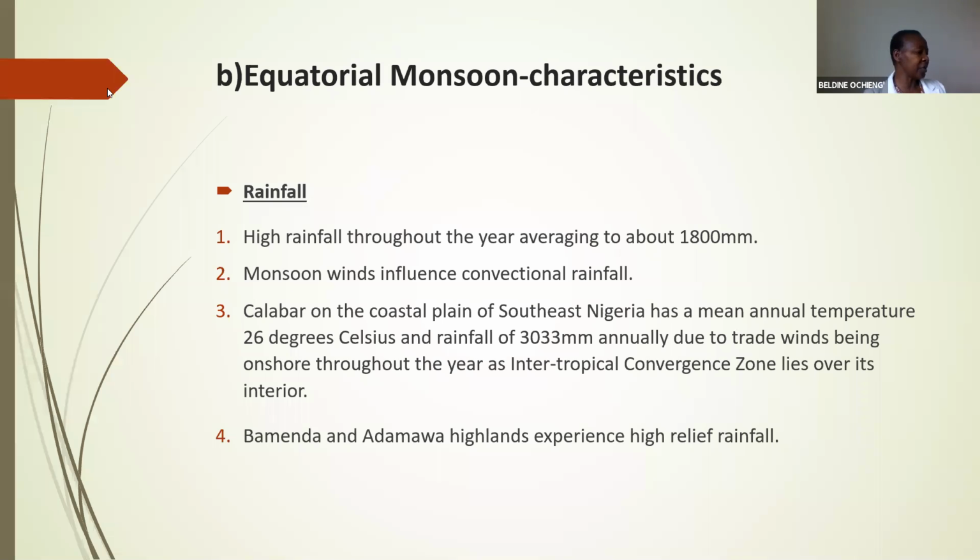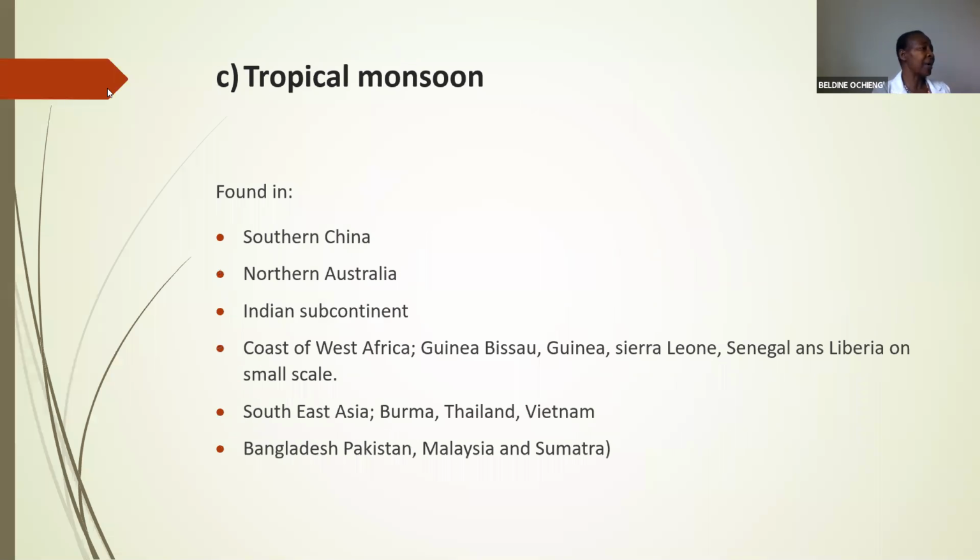Even if you've forgotten the names that you talk of, you remember there are highlands. Please indicate where there are highlands with the rainfall received is relief or orographic, and you'll still get it. We don't expect you to have all these places in mind. So our next one is tropical monsoon.